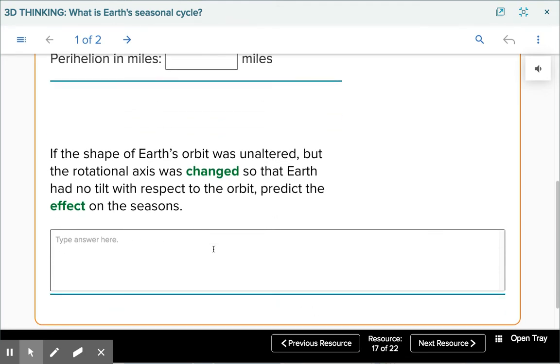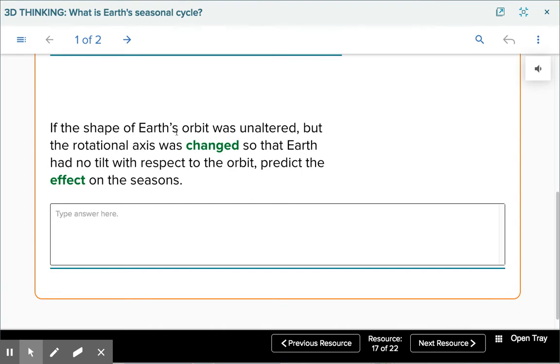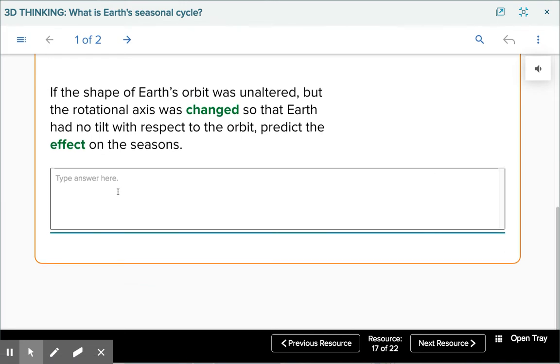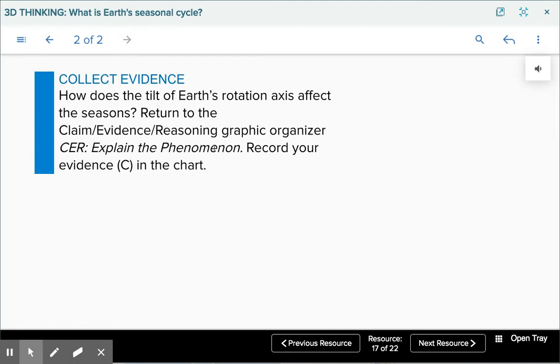Okay, the next question: if the shape of Earth's orbit was unaltered, but the rotation axis was changed so that the Earth had no tilt with respect to the orbit, predict what effect that would have on the seasons. Answer that here. What would happen if we had no tilt? You can even Google that. If you're not sure, Google what happens to seasons if we had no tilt. I know there are many good articles dealing with what if Earth was not tilted.